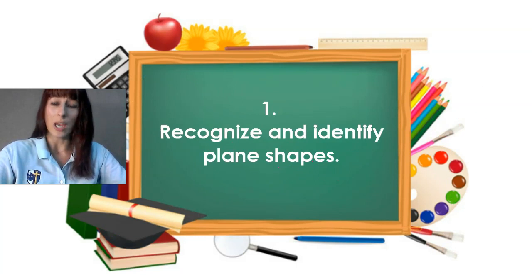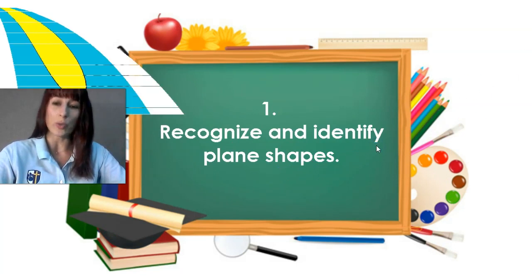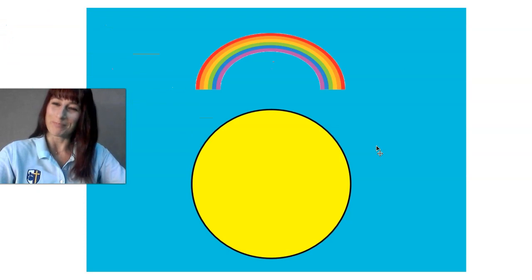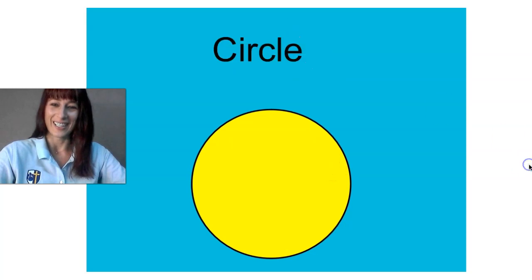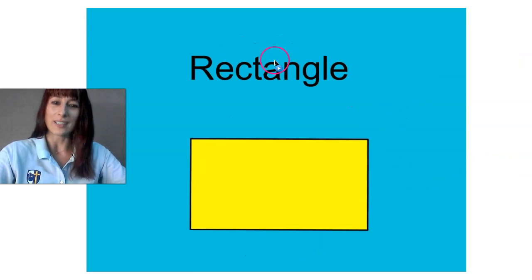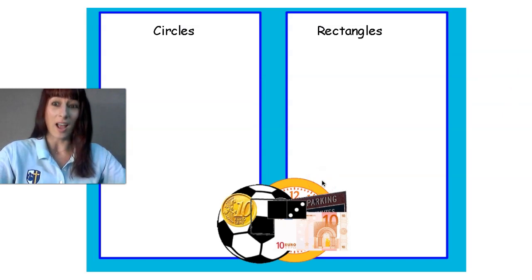So there are shapes that you already know, but there are two that you will be learning today, I think, because I don't think you know those. But if you do, good for you. Great. The first one that I'm going to show you is circle. Excellent. This one is called circle. You all know circle. This one is called rectangle. Okay, rectangle plane shape.